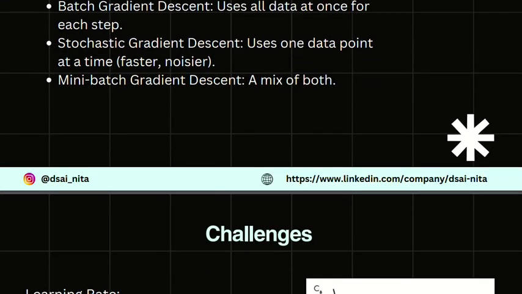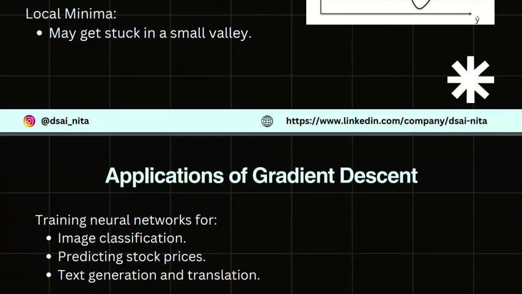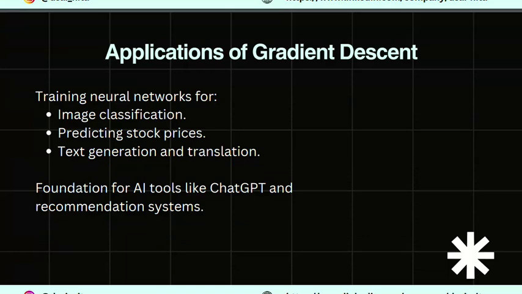Now we will move on to the applications of gradient descent. Gradient descent is a very foundational algorithm in machine learning. It's used for training humble models like linear regression to complex neural networks in applications like image classification, stock price prediction, text generation, language translation, and even recommendation systems. You can take the example of ChatGPT and other large language models. To optimize them, gradient descent is extensively used. So you can understand how important this algorithm is.